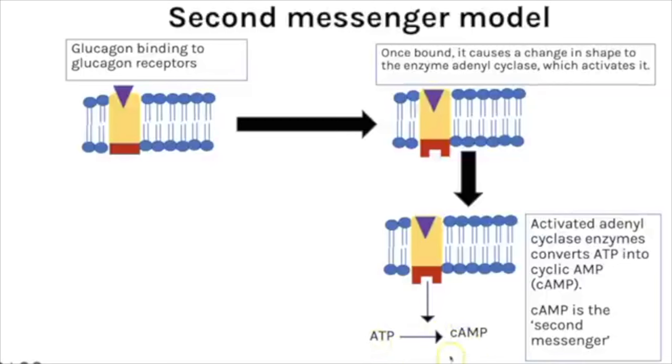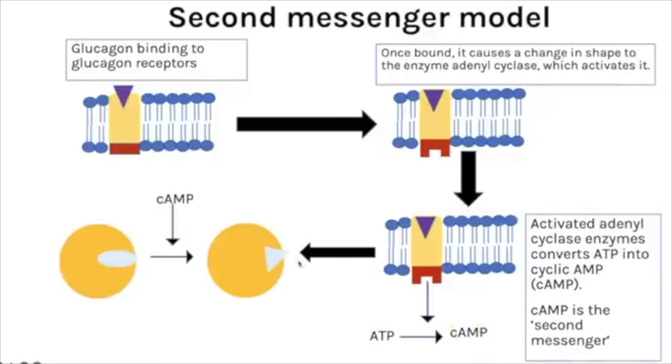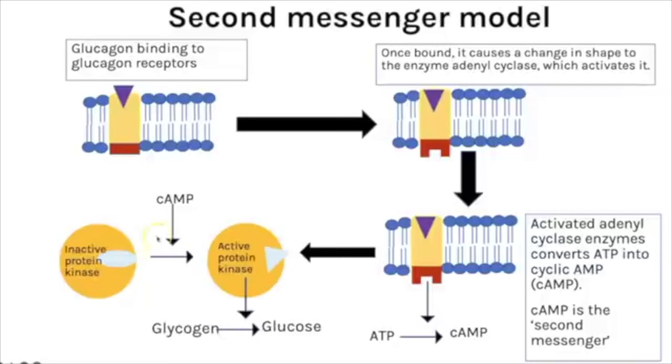And cyclic AMP is the second messenger. So the cyclic AMP, which is this second messenger, is triggering the final stage to happen. It can convert the inactive protein kinase into an active form, and that is the enzyme which can then hydrolyze glycogen into glucose. Now this second messenger model happens for glucagon binding, but also adrenaline. So it's exactly the same process when adrenaline binds.